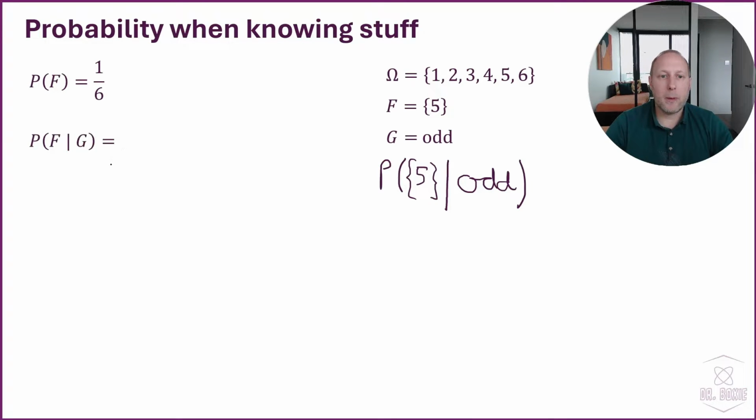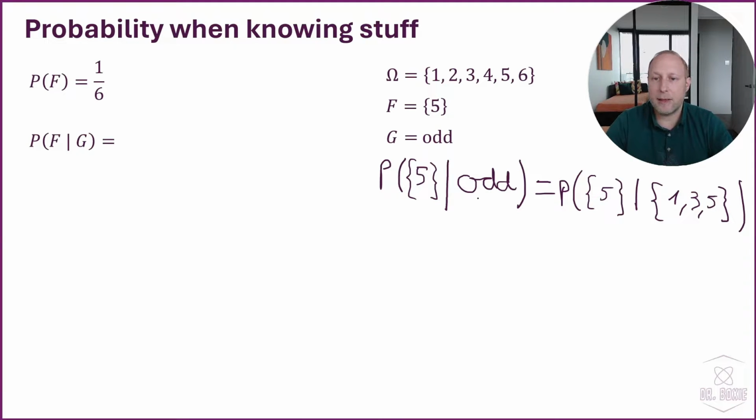So what we want is the probability of F given G, the probability of throwing a 5, given that you know that you threw an odd number. Now, what does that mean? Well, we're looking at the situation in which we know that we threw an odd number, meaning 1, 3, or 5. And we want to know in that case, how likely is it? What is the probability of having thrown a 5? Well, it's one out of those three possible outcomes. In other words, that conditional probability in this case is 1 out of 3.